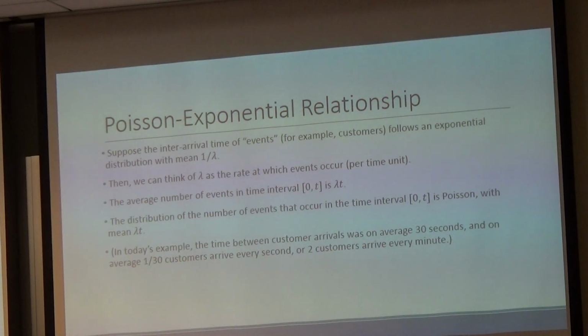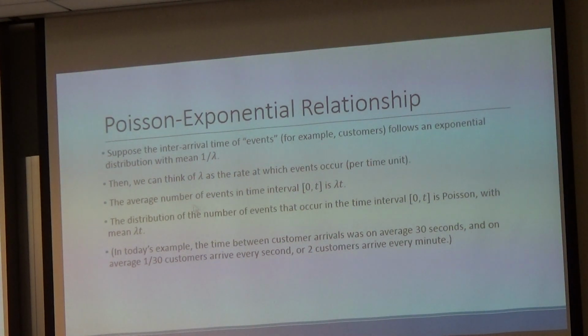And just to say that formally, the Poisson exponential relationship: suppose the inter-arrival time of events, for example, customers arriving to your store, follows an exponential distribution with mean of 1 over lambda. So this lambda you can think of as the rate at which events occur. Customers are arriving at rate lambda per time unit.